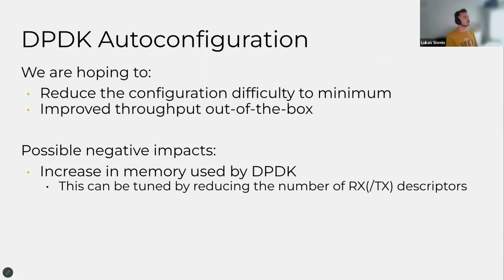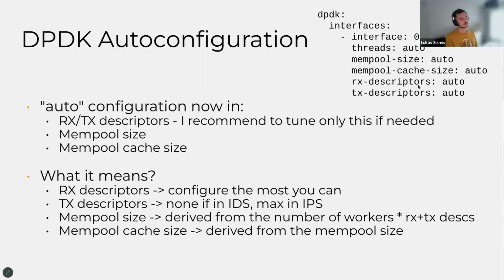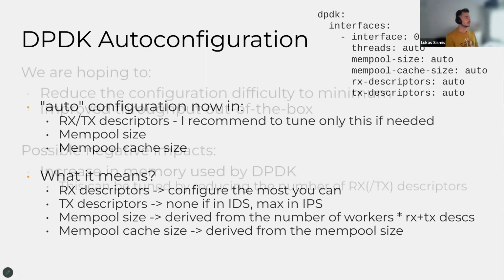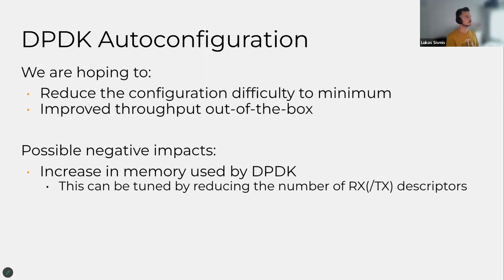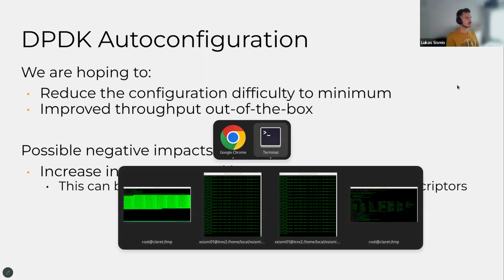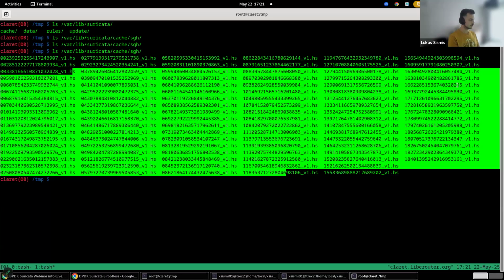So with this change, we are hoping to really reduce the way that you need to think about deployment and configuration of DPDK interfaces to a minimum, and basically also improve some throughput. But it might also mean that if you previously had a lower number of Rx descriptors set, and now it will automatically be set higher, then you might need a bit more huge pages. So that's basically up to you what you want to prefer.